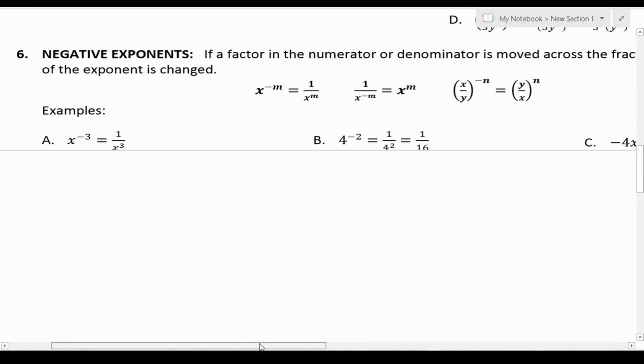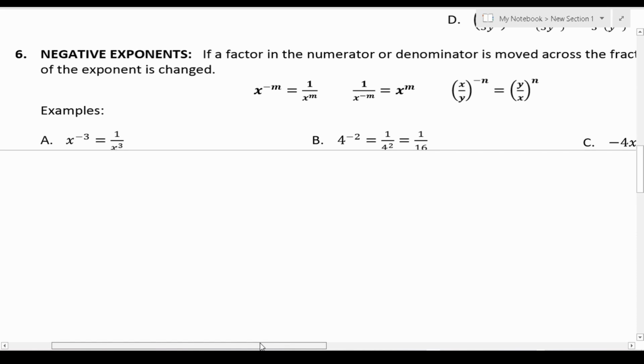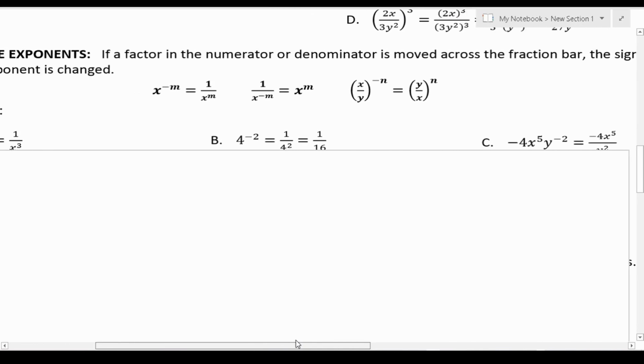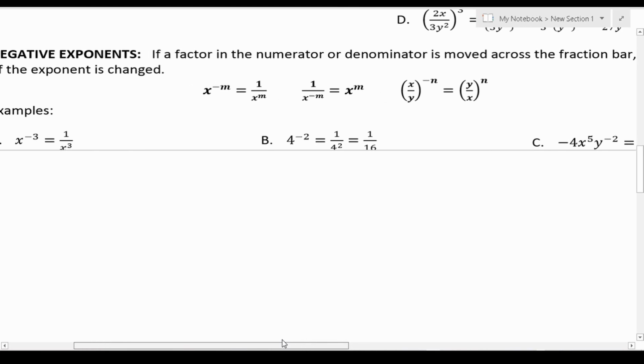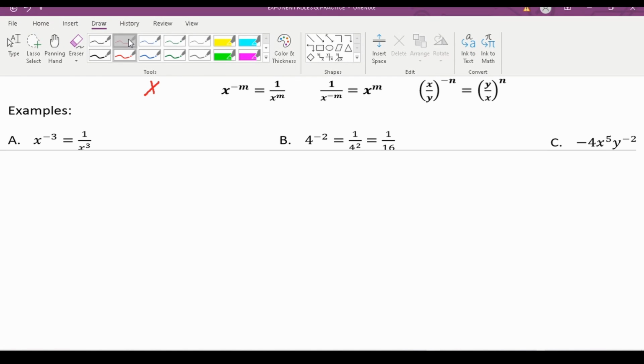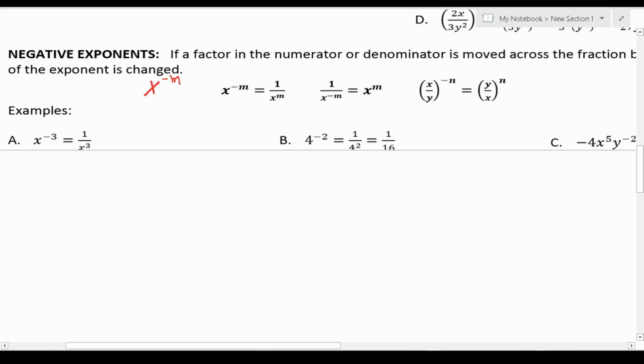All right, number 6, or the sixth law of exponents, is in regard to negative exponents. It says if a factor in the numerator or denominator is moved across the fraction bar, the sign of the exponent is changed. So in this case, we have x to the negative m. To write that as positive m, you simply shift it into the denominator. Again, it went from this, x... Let me go back to the thin pen. This is x to the negative m over 1.